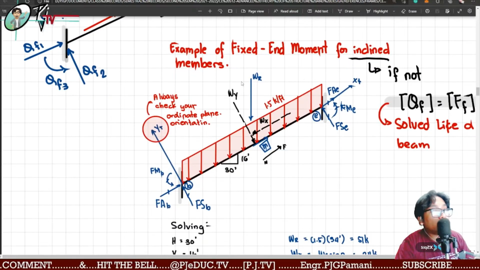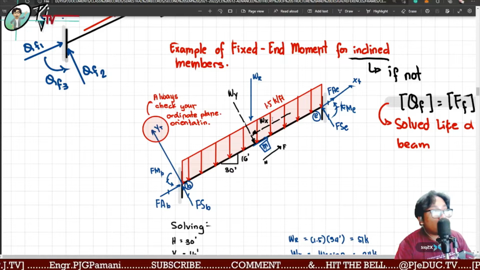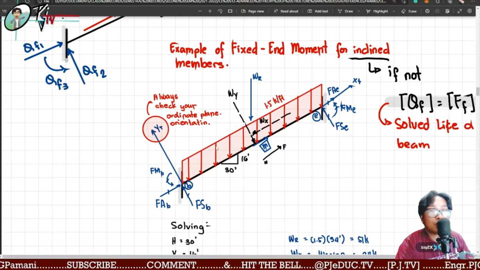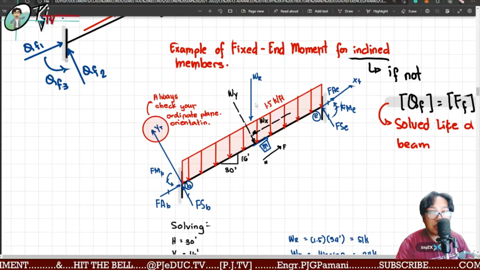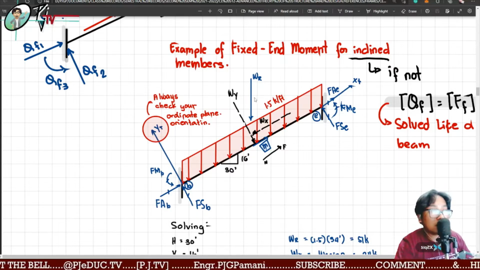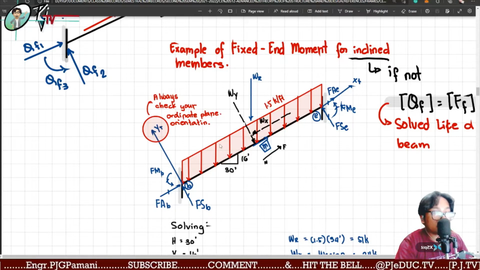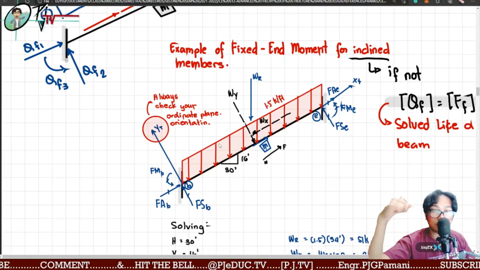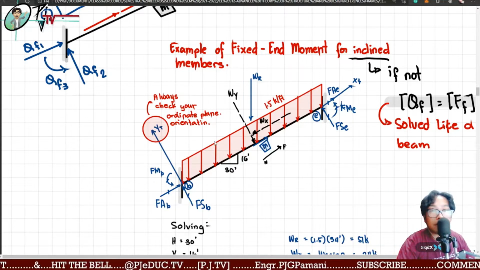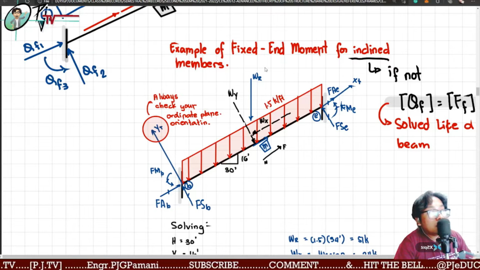As an example, we have here a member BE. Name it as member M, having a uniformly distributed load of 1.5 kips per foot directed vertically downward. Example of fixed end moment in an inclined member. Pag horizontal members naman yan, tapos merong applied axial force doon sa gilid, consider nyo yon na part ng ating analysis. But with this, ito lang naman yan. Fixed end moment in inclined members.